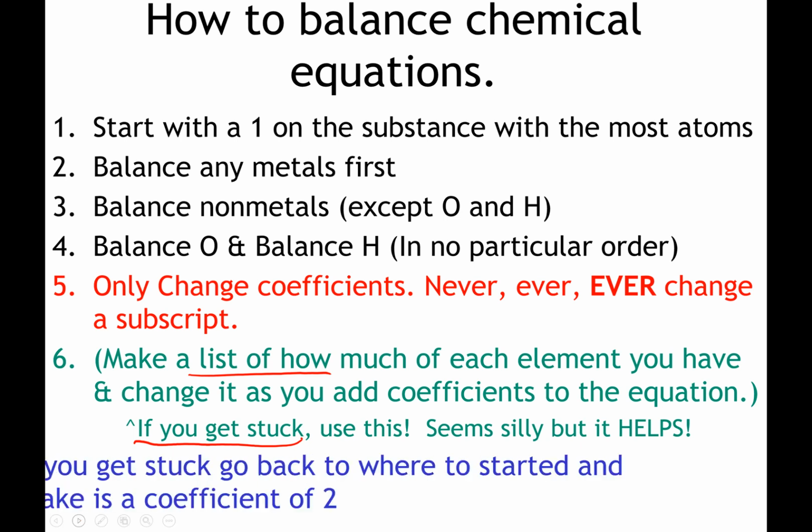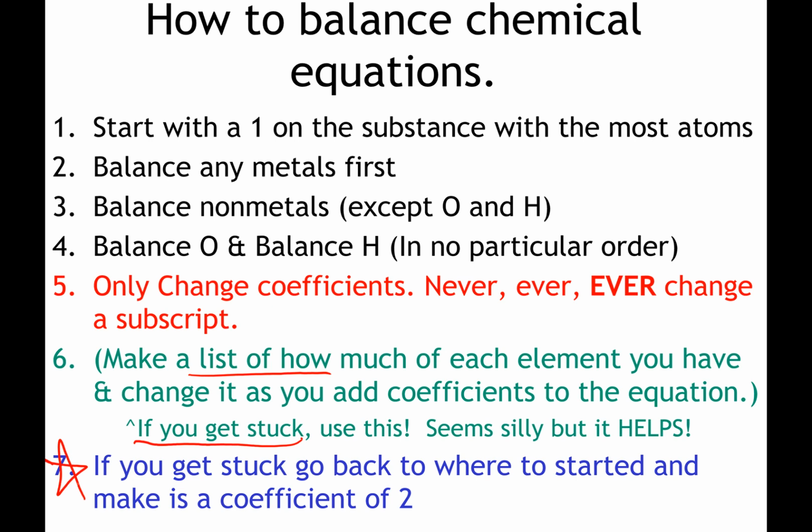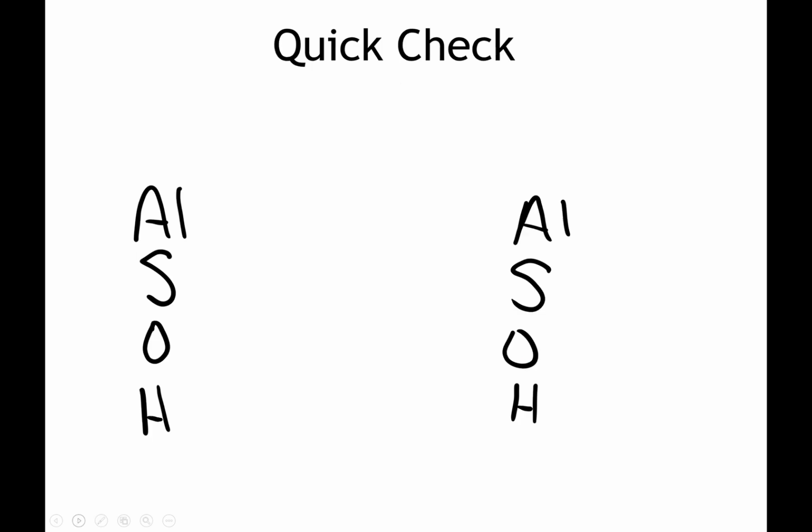It seems kind of silly, but I promise you it helps, and I'll show you an example of this. The very, very last step is probably the most important, because you will get stuck from time to time. If you're really stuck and you're like, there's no possible way that I can make these numbers match based on my coefficients and my subscripts, then you need to go back to where you started, change your coefficient to a 2, and then restart. So make sure you have an eraser and everything will be fine, I promise.